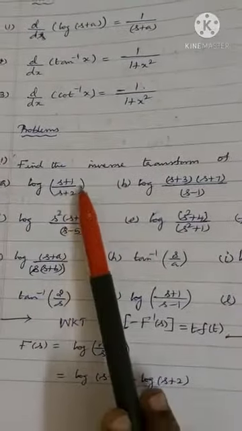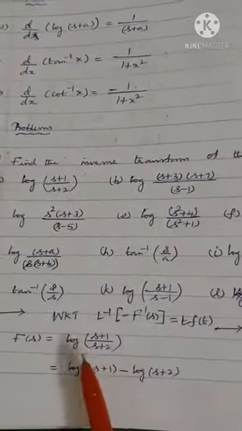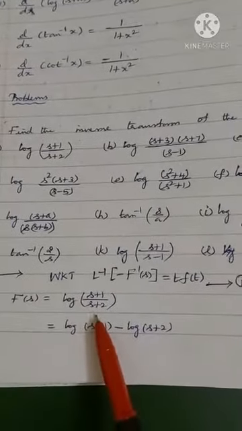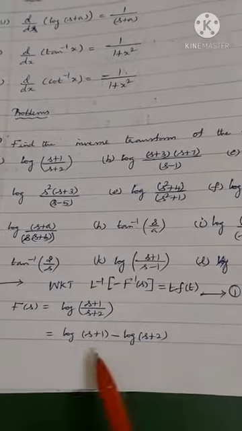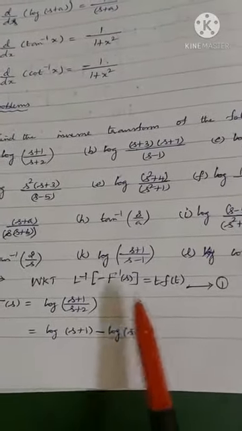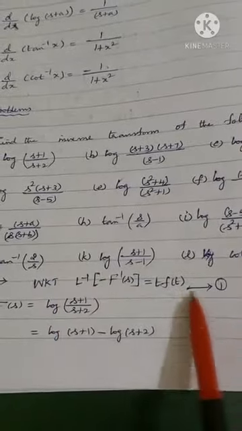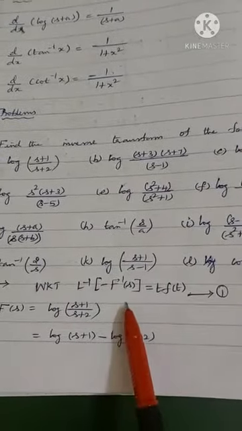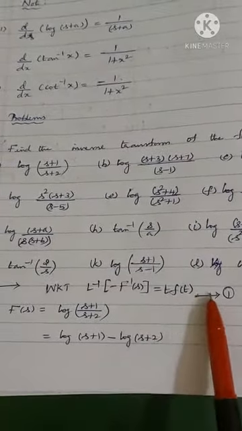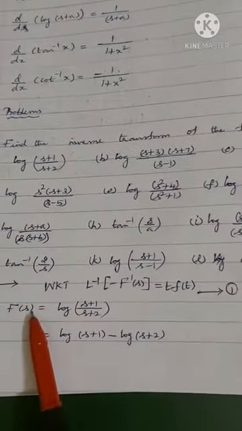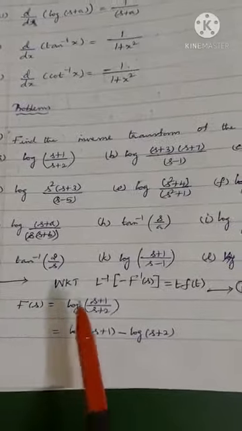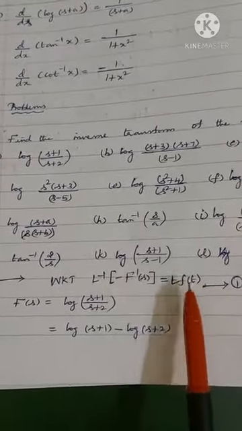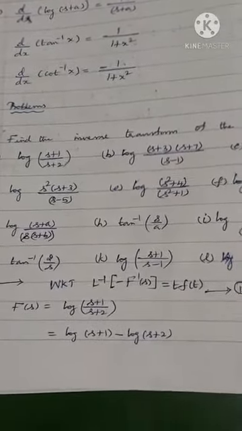Let us take the first problem. This is our F of s. F of s is log of s plus 1 by s plus 2. We use log of a by b, which is log a minus log b. Being a log function, we should use this formula: L inverse of minus F dash of s equals t into f of t. Let us first find F dash of s, later we find minus F dash of s, and later we take L inverse. We will get the answer in terms of t.